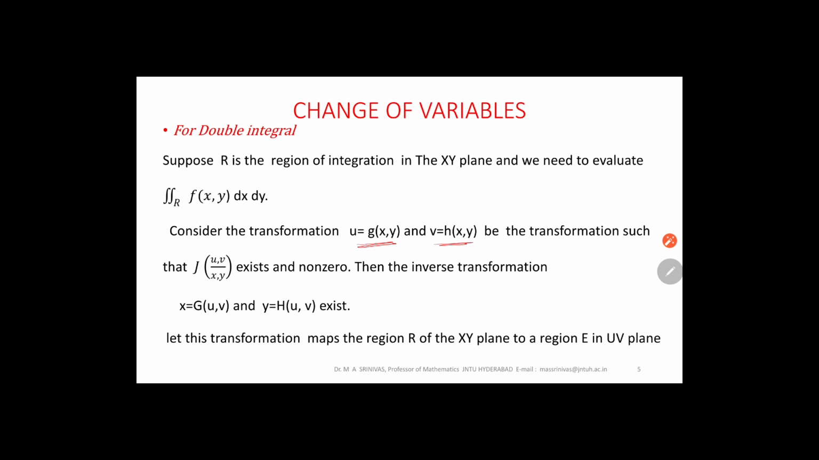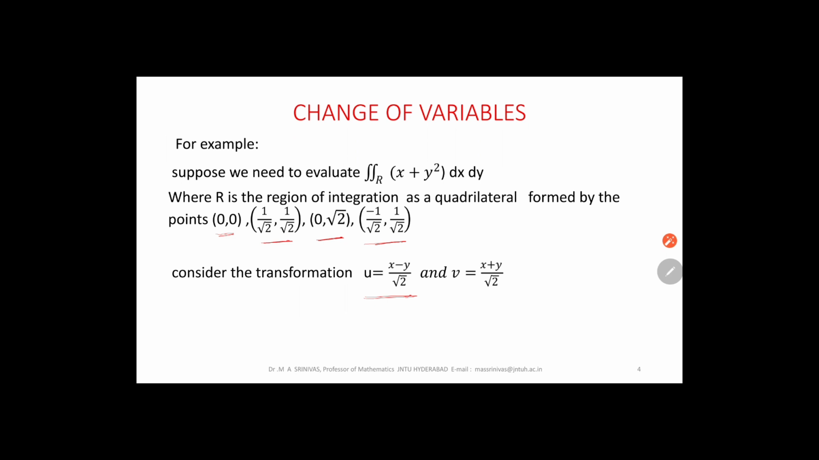This transformation should be such that, I think you learned what the Jacobian actually is in your first semester. If I find the Jacobian of uv with respect to xy, that should be non-zero and that Jacobian should exist. The Jacobian is a determinant. A determinant may be zero or non-zero, but this transformation should have this property. See, because if I want to have, okay, I'll give you one more.